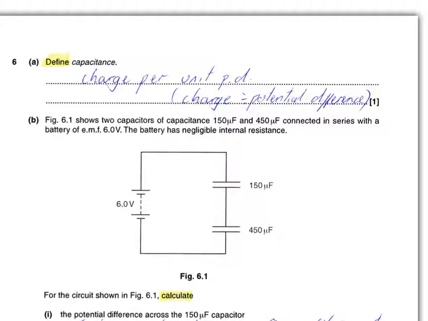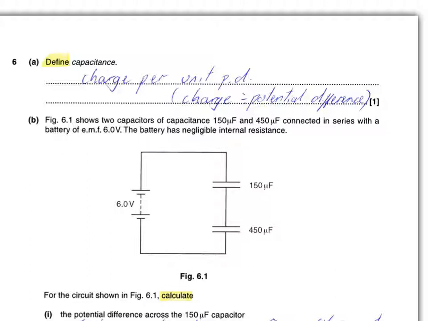And this is G485 homework booklet question 6. So part A straightforwardly is asking us to define capacitance: simply the charge per unit PD, or you can give that as charge divided by the potential difference. Move on to part B then.